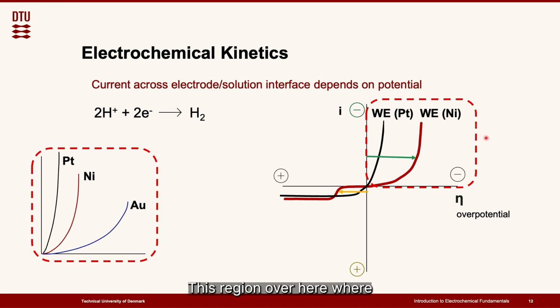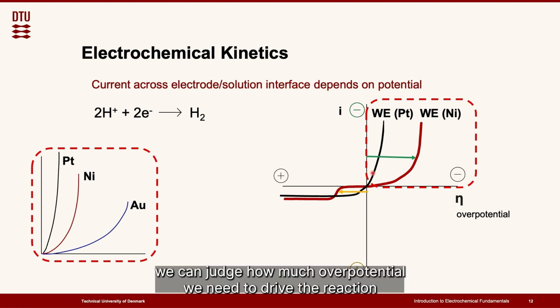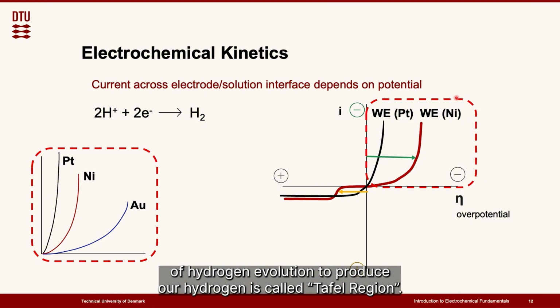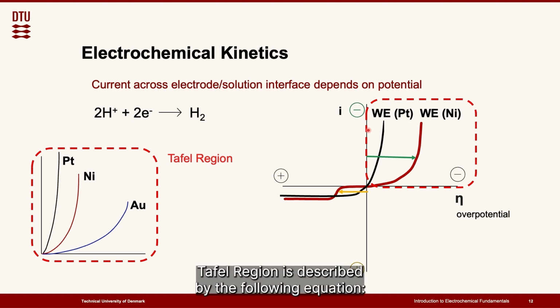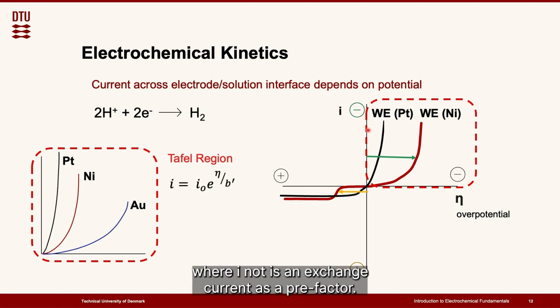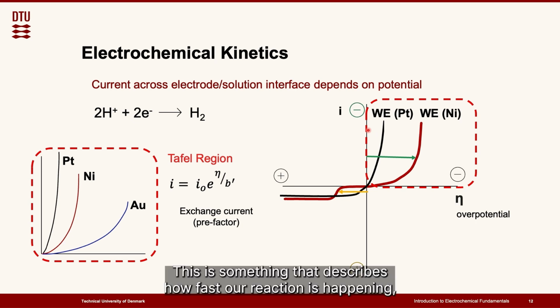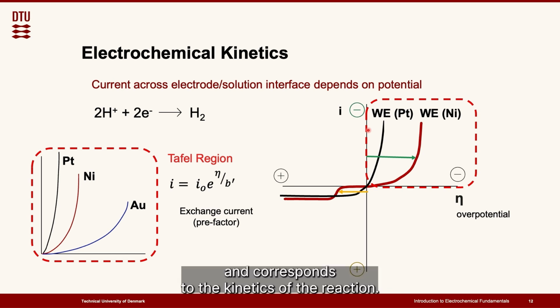This region over here, where we can judge how much overpotential we need to drive the reaction of hydrogen evolution to produce our hydrogen, is called the Tafel region. The Tafel region is described by the following equation, where E naught is an exchange current as a prefactor. This describes how fast our reaction is happening and corresponds to the kinetics of the reaction.